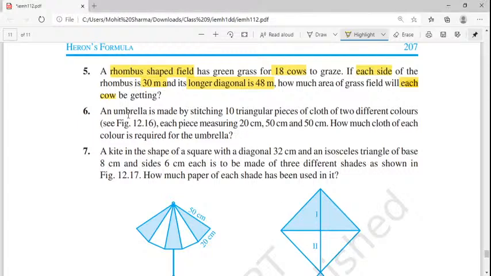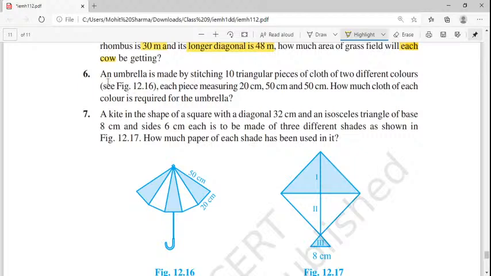Now if you move towards the sixth question, it says an umbrella is made by stitching 10 triangular pieces of cloth of 2 different colors. You can see the figure there. The figure shows you an umbrella which has 5 pieces shown, but there are 10 triangular pieces and they are in 2 different colors. So each piece is measuring 20 centimeter, 50 centimeter and 50 centimeter. This is the measure of the triangle.